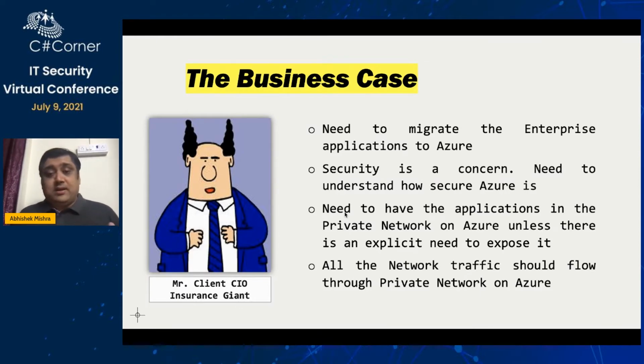Okay. Unless there is a need to expose it, because at times we also expose our internet applications so that our suppliers and vendors of the organization can access and use them, right? However, the main goal here, what he wants, is that the application should be in a private network, and it should not be exposed unless it is explicitly said so. Okay. And as I've already told you, all the network traffic should flow through a private network on Azure.